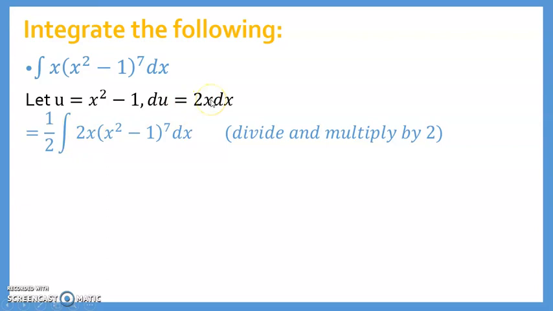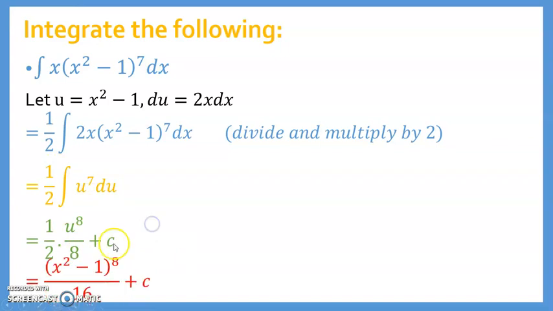Now I can rewrite it in terms of u as I did before. So I have a half outside, and instead of this, I'll put u to the power 7. And instead of 2x dx, it'll be du. So the only difference is that you got a half now. The integral here is very easy, as we did before. And then don't forget to replace u by x squared minus 1 again.